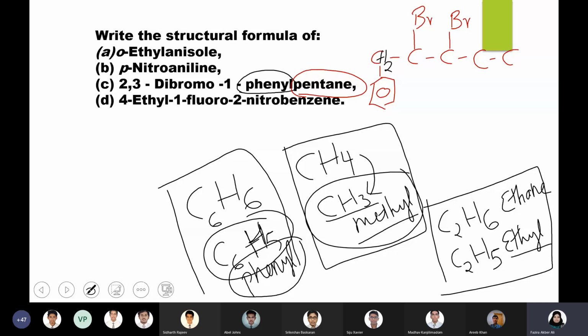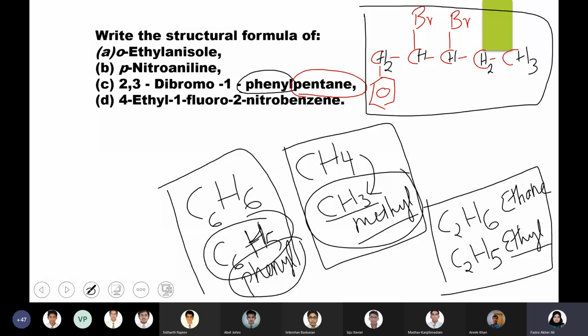On the second carbon atom, carbon is already making 3 bonds, so 1 more is left. So that is CH, 1 hydrogen. For the third carbon atom also, the same thing: 3 bonds are already made, so the fourth one is with hydrogen. Then the fourth carbon atom, 2 bonds are made, so 2 more are left. That is CH2. And the last carbon atom, only a single bond is made, so you have 3 more left. That is CH3. So this is how you can draw the structure of 2,3-dibromo 1-phenyl pentane.